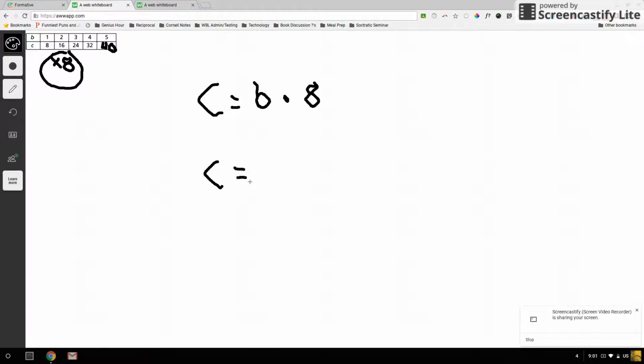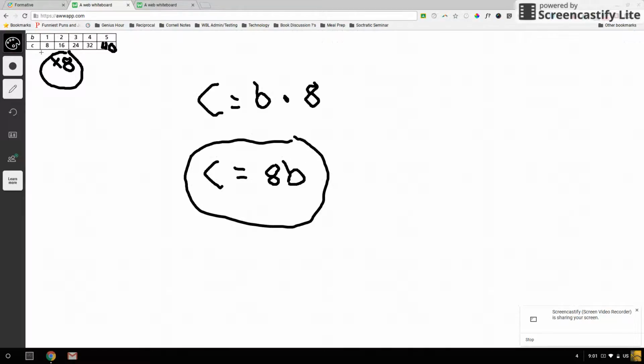Or if you want to get really good with algebra, we combine those two together. Remember that when we multiply in algebra, we can put those two numbers together without a multiplication symbol. So the technically correct function for this would be C equals 8B. And we always put the number before the variable. This tells us that to get a number for C, we take whatever B is and multiply it times 8. Okay, so we wrote a function to go with that table.